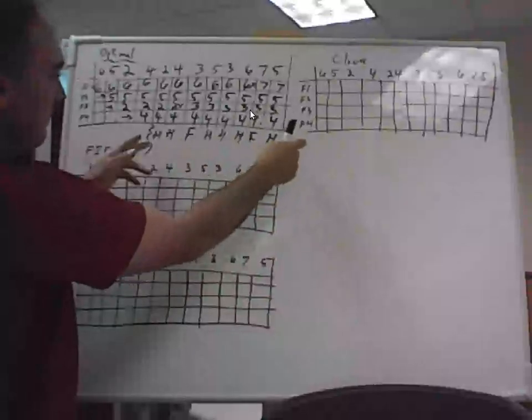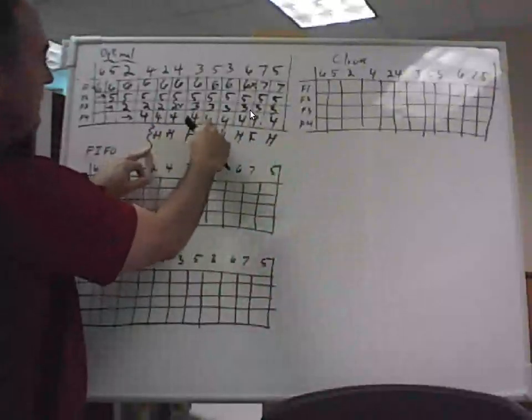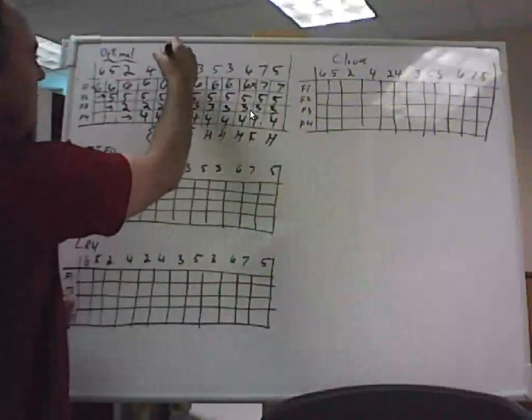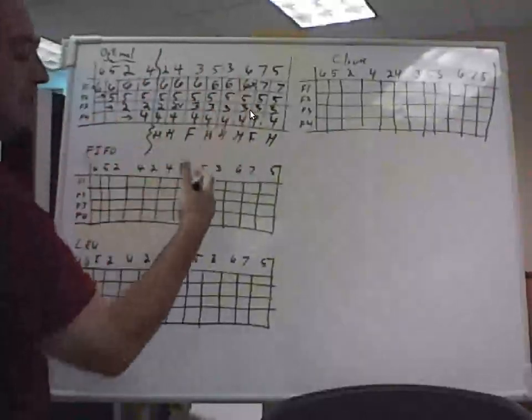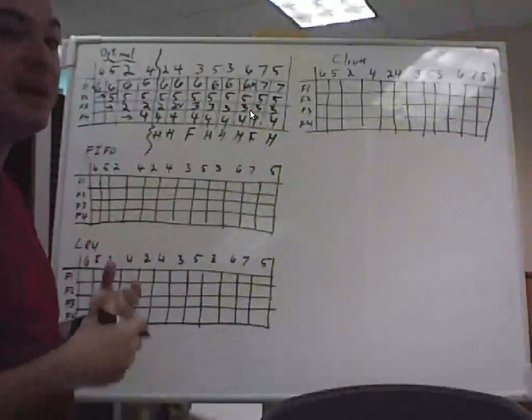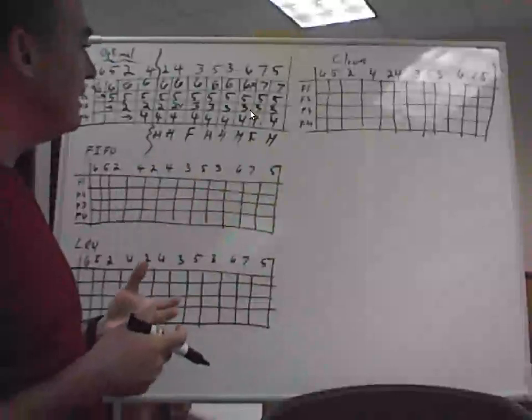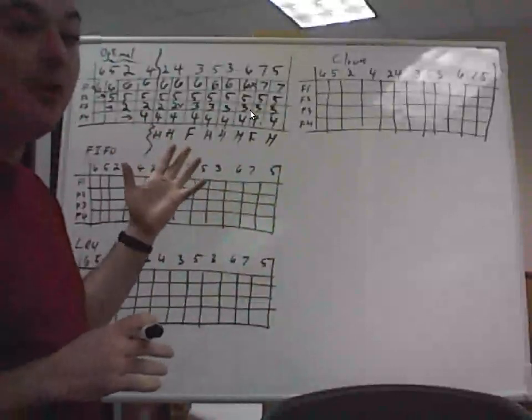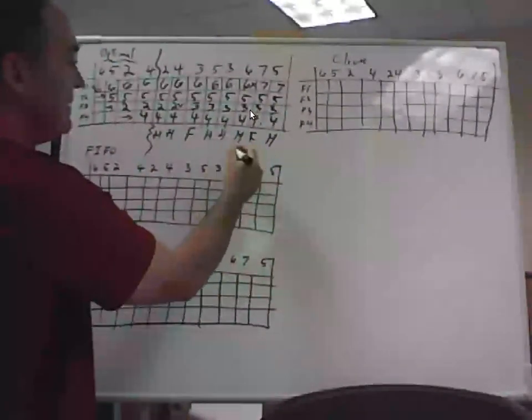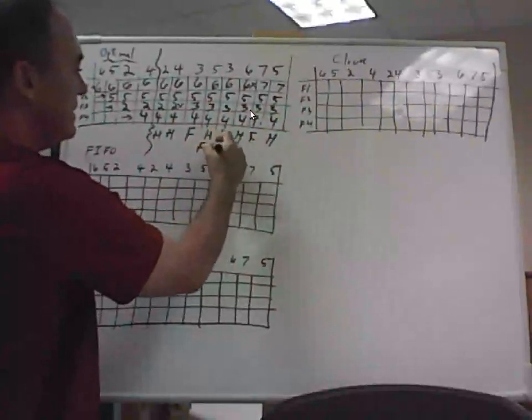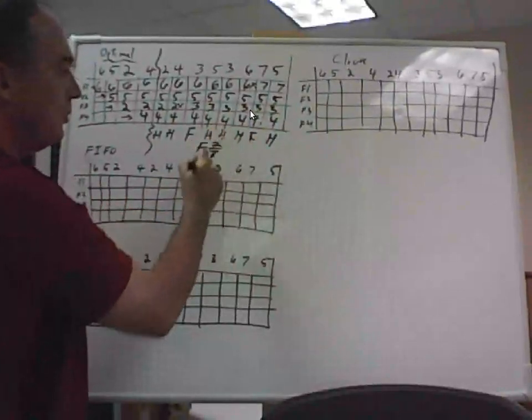So now, among these 1, 2, 3, 4, 5, 6, 7, 8 page references where I had to make a replacement decision, I can calculate, for example, the page fault ratio. So I had 2 faults out of 8. So my fault ratio is 2 out of 8, or 1/4. Okay.